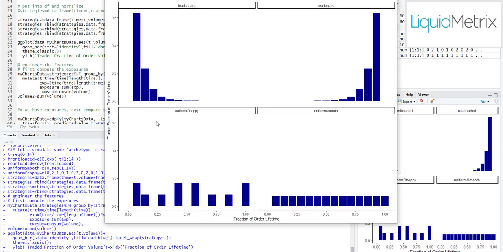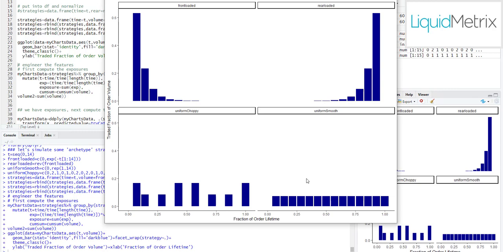So I've got that here. I'll just zoom in a little bit. Here we can see our front-loaded strategy, our rear-loaded strategy, a uniform strategy, which is choppy, meaning that these bars are different heights, and sometimes we don't have trades during certain periods. And here's our uniform strategy, which we're going to use as a baseline benchmark strategy, where we're doing a constant amount of volume as a function of time. These two strategies are highly asymmetric in time, whereas these two strategies are quite symmetric in time.